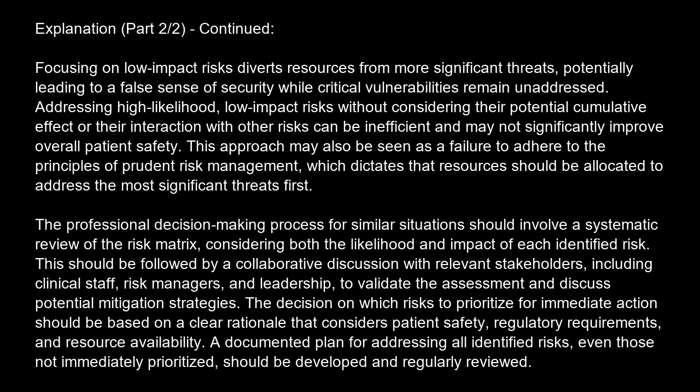The professional decision-making process for similar situations should involve a systematic review of the risk matrix, considering both the likelihood and impact of each identified risk. This should be followed by a collaborative discussion with relevant stakeholders, including clinical staff, risk managers, and leadership, to validate the assessment and discuss potential mitigation strategies. The decision on which risks to prioritize for immediate action should be based on a clear rationale that considers patient safety, regulatory requirements, and resource availability. A documented plan for addressing all identified risks, even those not immediately prioritized, should be developed and regularly reviewed.